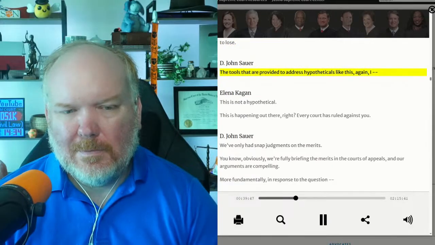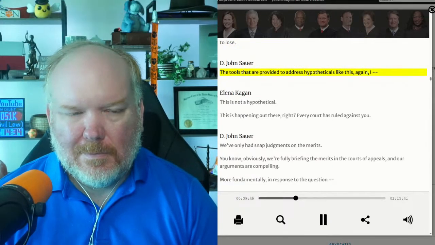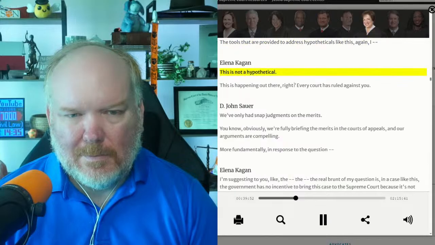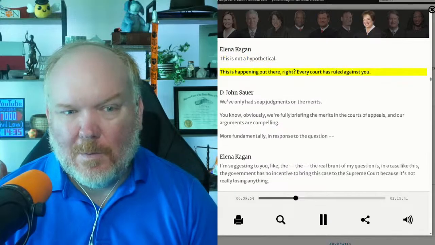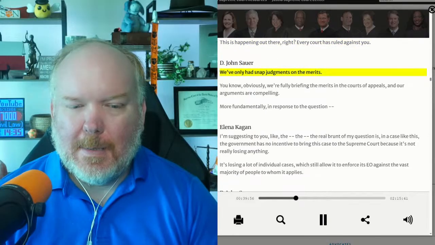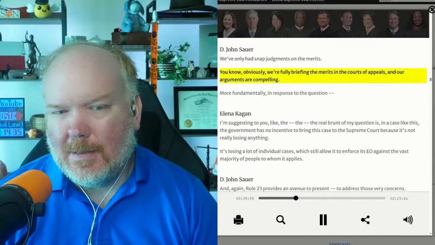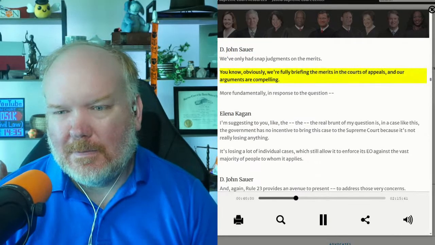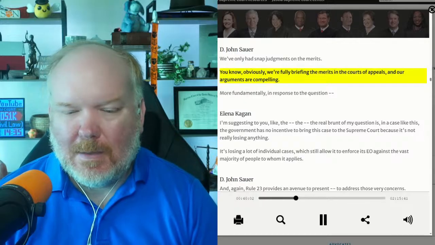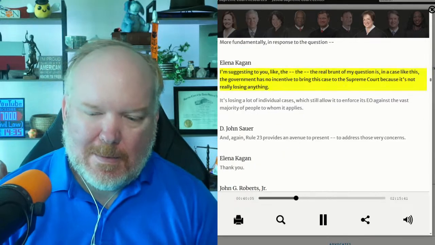The tools that are provided to address hypotheticals like this, again, this is not a hypothetical. This is happening out there, right? Every court has ruled against you. We've only had snap judgments on the merits. Obviously we're fully briefing the merits in the courts of appeals, and our arguments are compelling. More fundamentally, in response to the question.